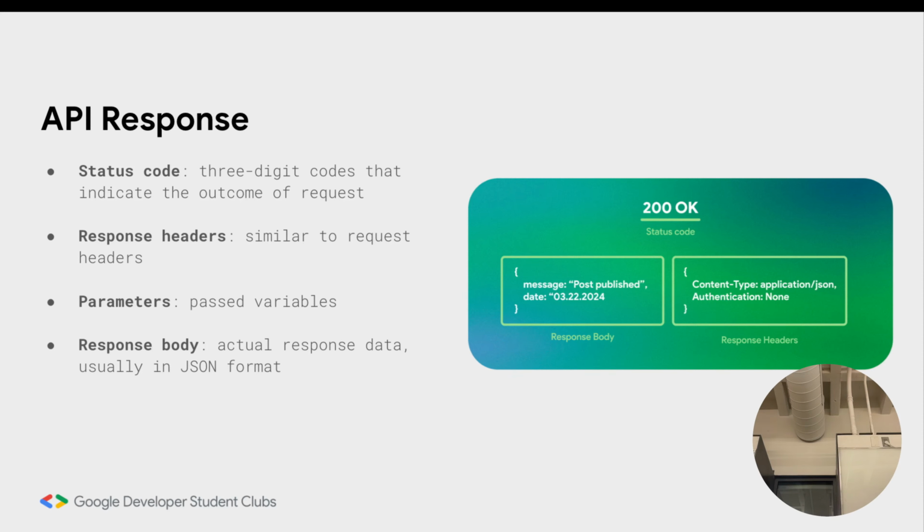If we get 200, it means the post is good, it was published, we can assume. Here in the response body, we can get some other additional stuff from the server, like message, post published, date, when it was published. It's the code here, sorry. And the response headers are usually for your client to just know what's in the server, what are some parameters. So like here we have application JSON. This is a JSON file.